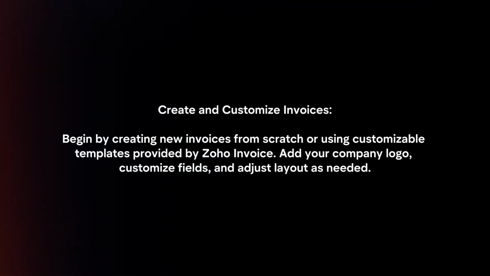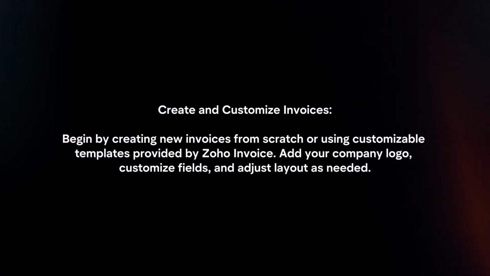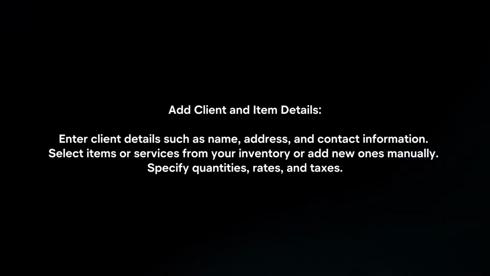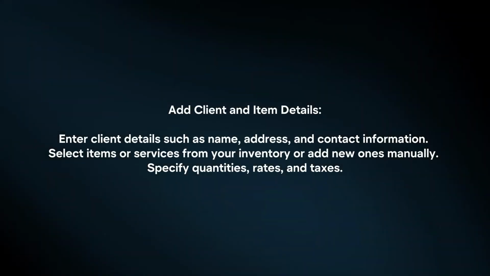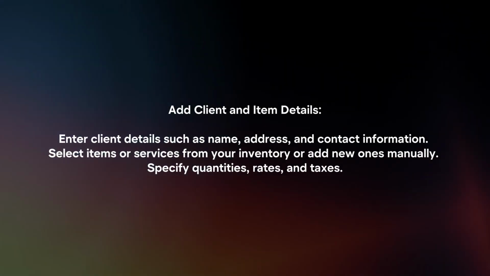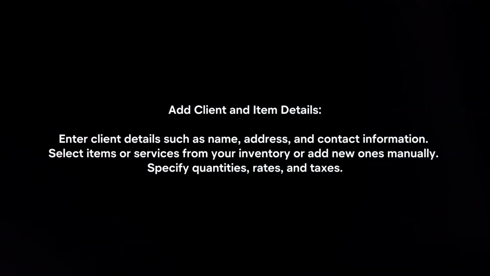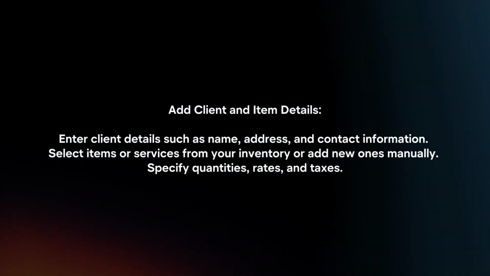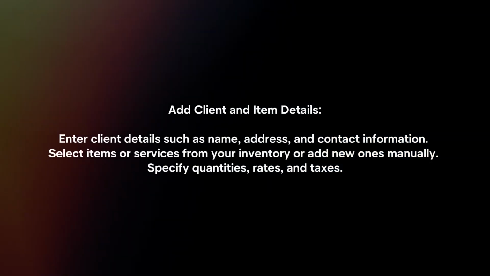Add your company logo, customize fields, and adjust layout as needed. Add client and item details. Enter client details such as name, address, and contact information. Select items or services from your inventory or add new ones manually. Specify quantities, rates, and taxes.